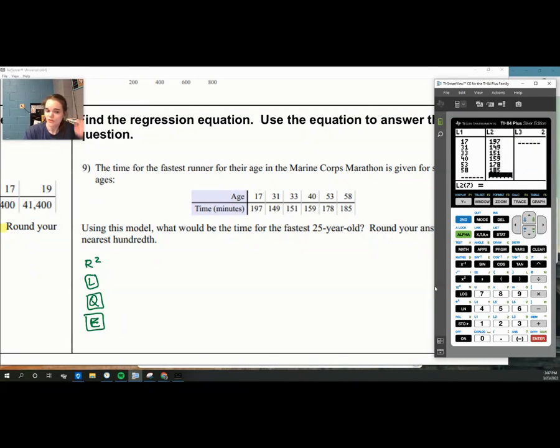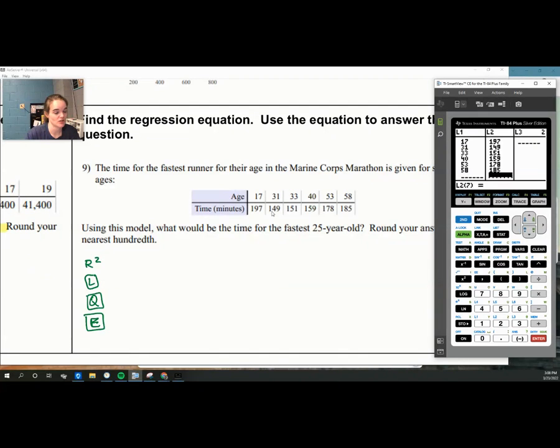I do want you to notice something. Notice how the ages just go up, but the times start high and they go down, and then they start to go back up, okay? Think about the type of graph that starts somewhere, goes down, and comes back up. It's good to think that way. Also, it'll help us to decide what would be the time for the fastest 25-year-old, which should fall in between here. So it should be between 197 and 149.